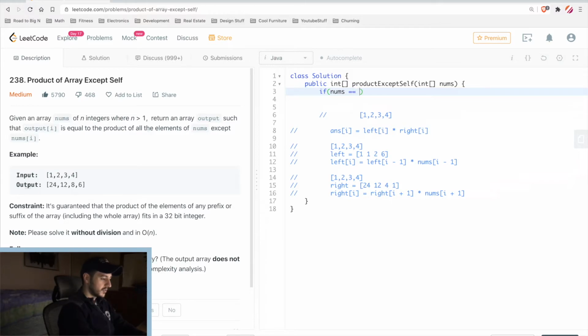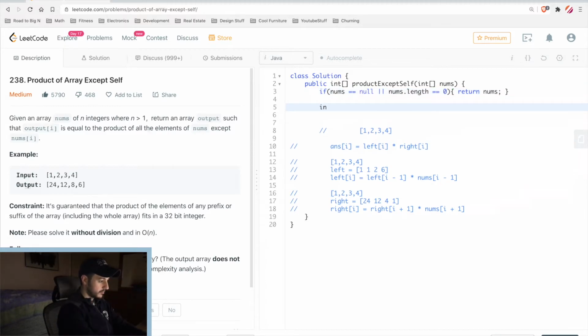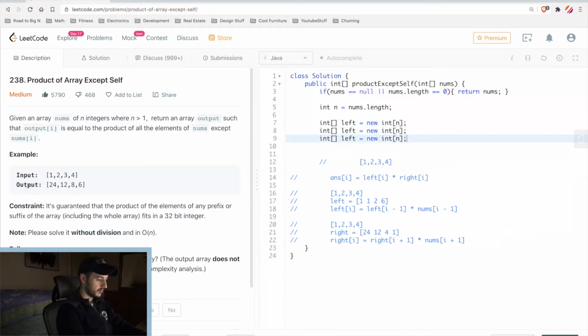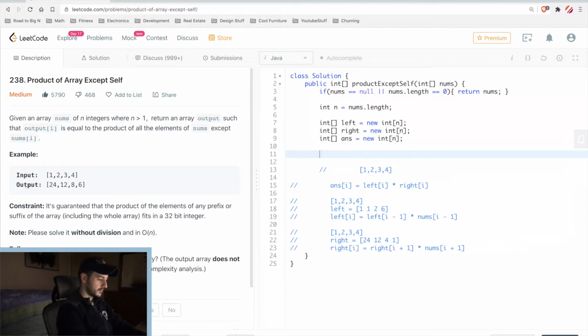So if nums is null, or nums.length is equal to 0, we'll just return nums. Then we'll get n. And then we'll go ahead and get our left array, which will have a size of n. And then we'll have our answer array and our right side array also.